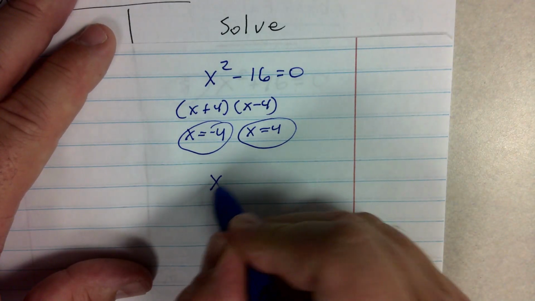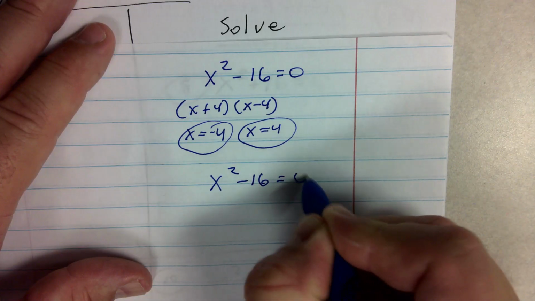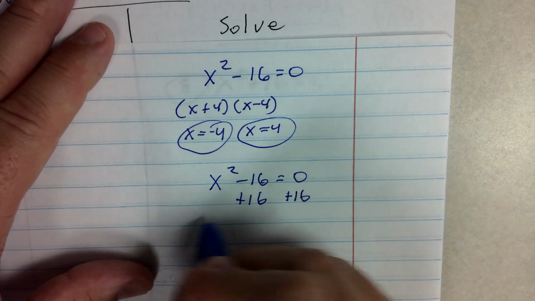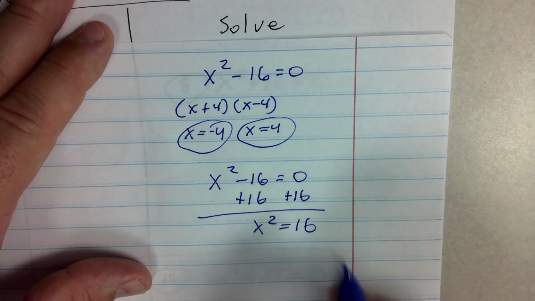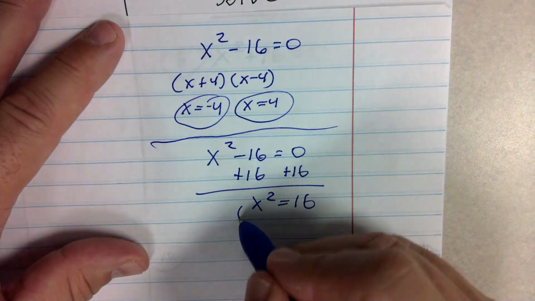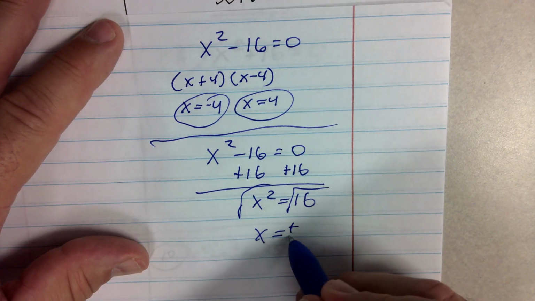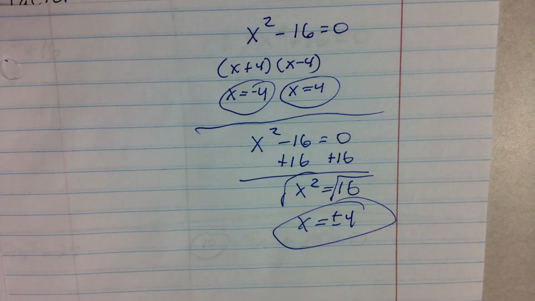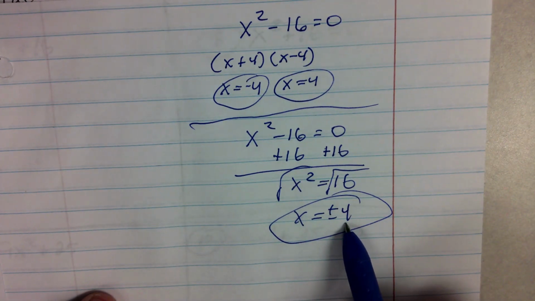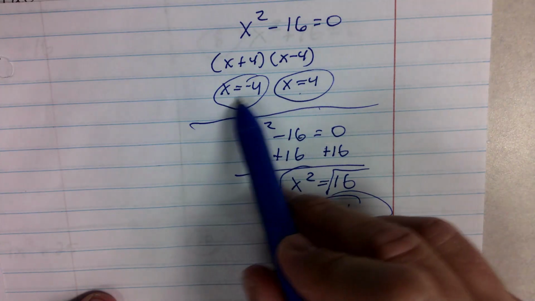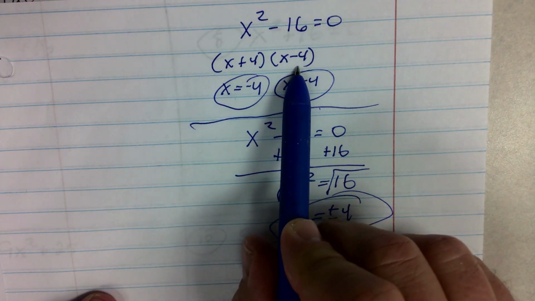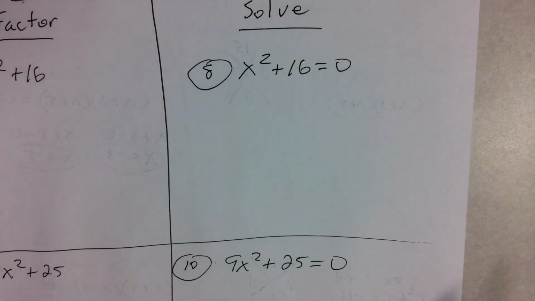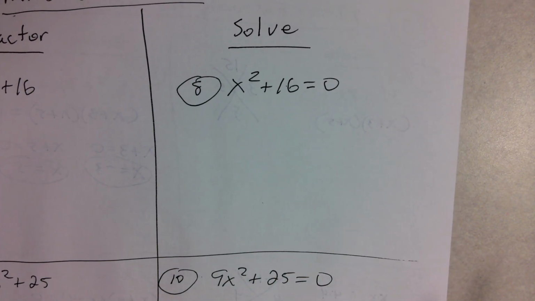Okay. Another way of solving this, from 2 days ago, is I could add 16. x squared is equal to 16. Take the square root. Okay, could you take these two answers and put them back in the parentheses they came from? Okay, hopefully. We'll see. On number 8, I'm going to do this from the solving, and then we'll go back to 7.